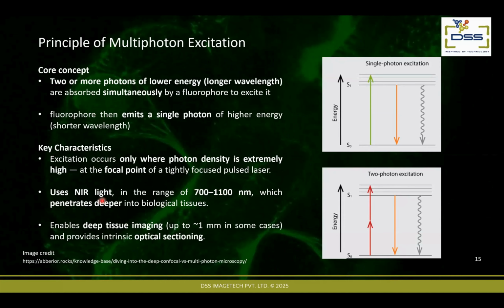Then typically the NIR light that is used in multiphoton is in the range of 700 to 1100 nanometers. That penetrates deeper into biological tissue, and this enables deep tissue imaging of up to 1 millimeter in some cases, and provides optical sectioning because we are only illuminating the focal plane where we are imaging.